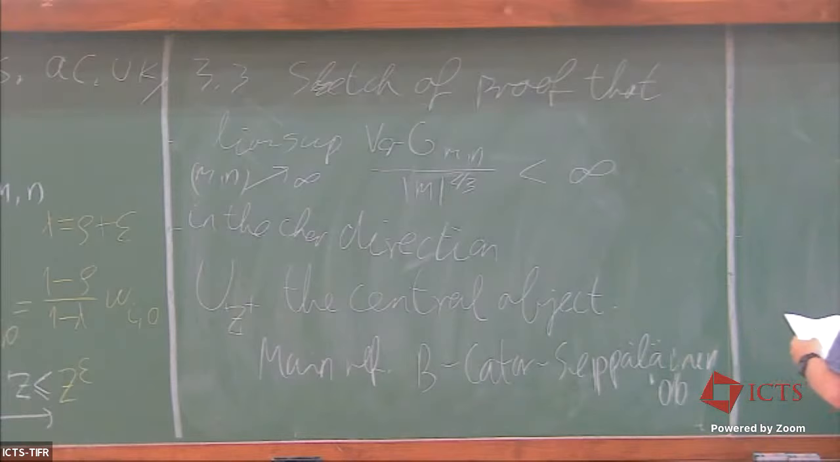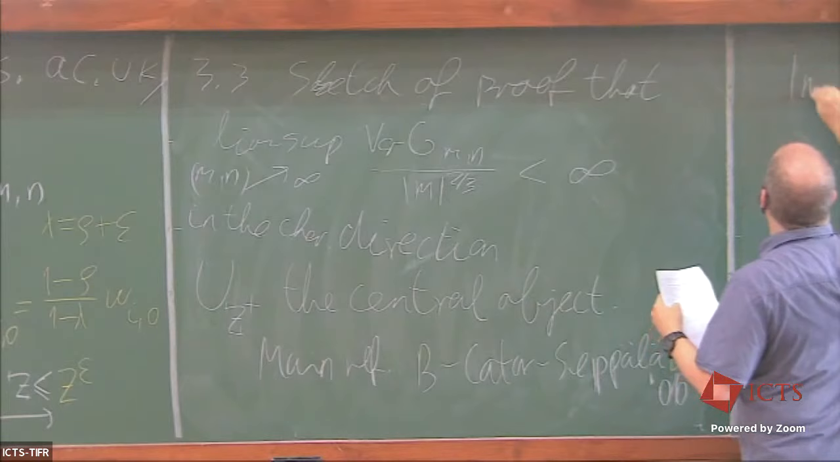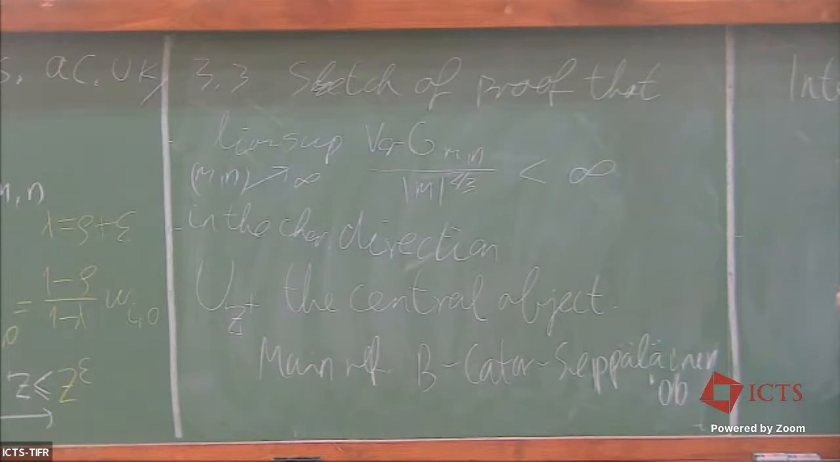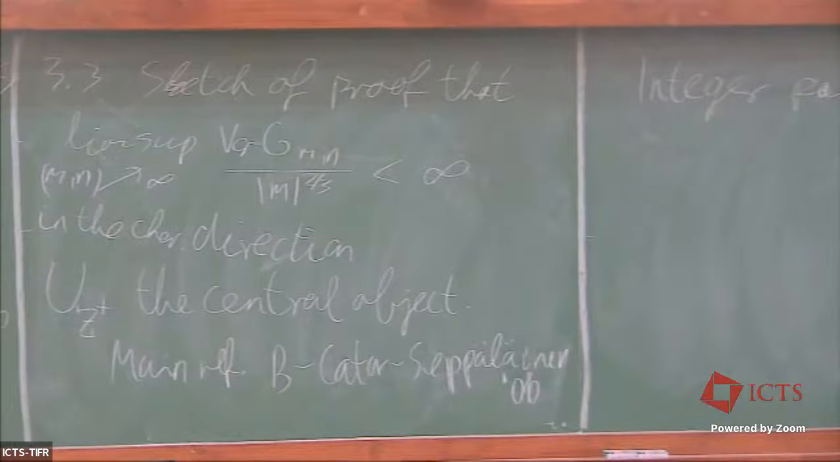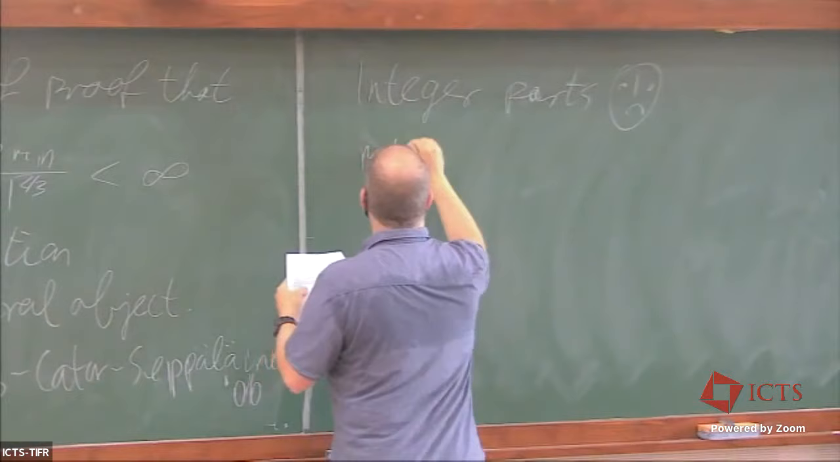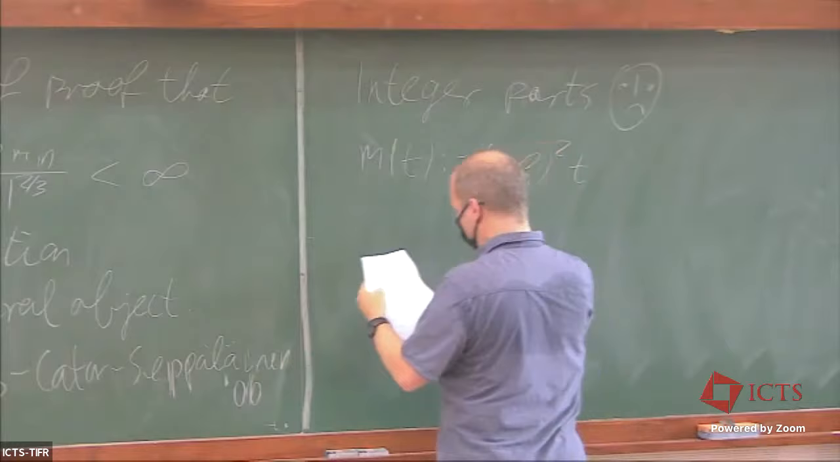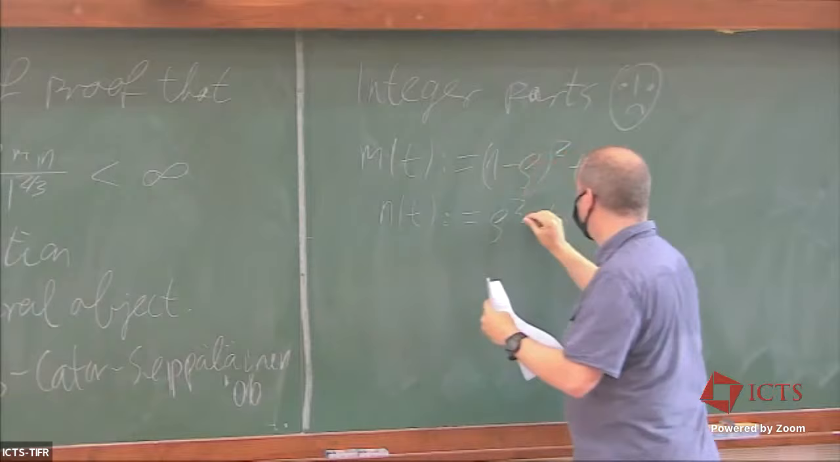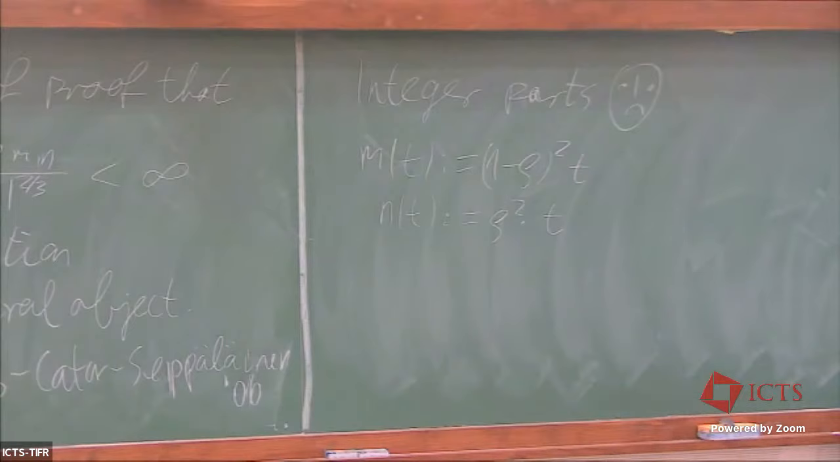Okay, now it's gonna be sketchy. First of all, I'm not gonna deal with integer parts. I'm just gonna say everything is an integer. As a first instance of that, I'm gonna define (1 minus rho square) times t and rho square of t times t as two integer variables, even though rho is continuous and t is continuous. So I'm gonna think of these as integers. Everything I do is done properly and rigorously in our paper, so it all can be done, but let me not waste time on these details.